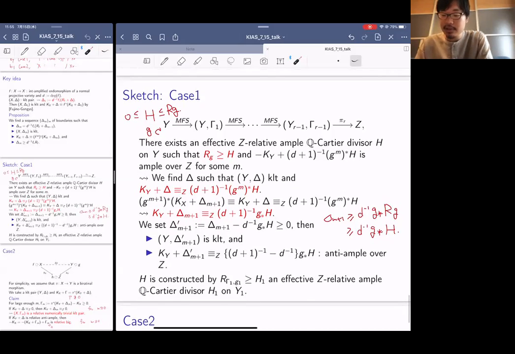And the H is constructed by this H1. H1 is contained in the ramification divisor of the pair. Sorry, this Y1 gamma. H1 is a divisor on Y1, which is an effective relative ample Q-Cartier divisor. So first, inductively, we prove this statement. And by using this H1, we construct this H. And using this H, we prove Y is of Fano type.